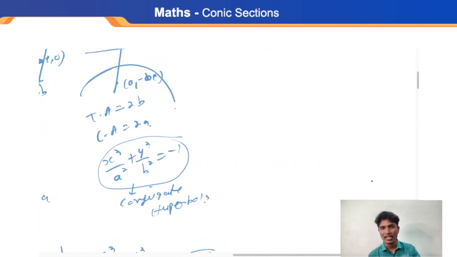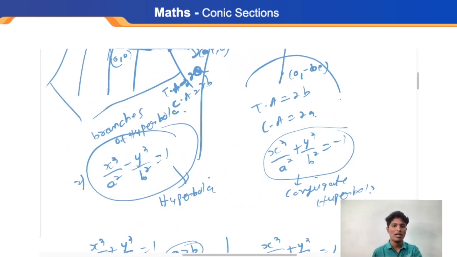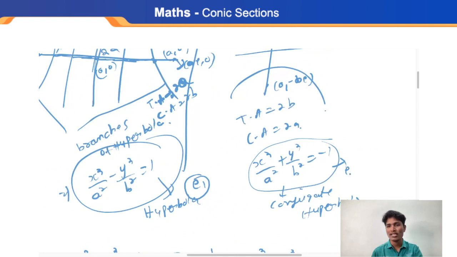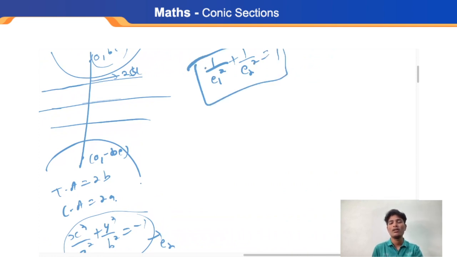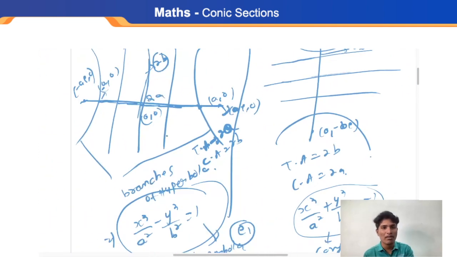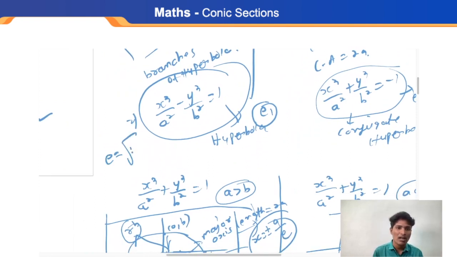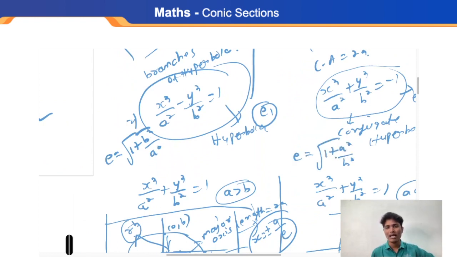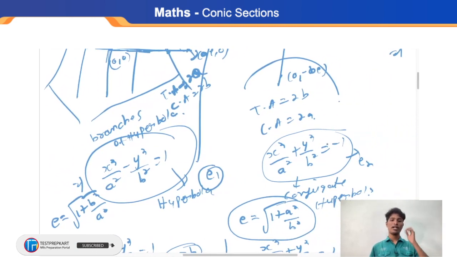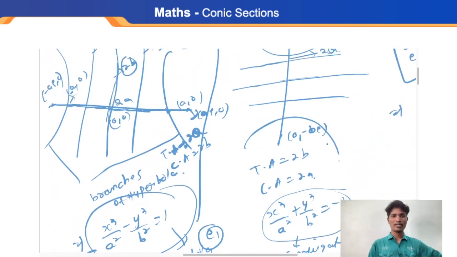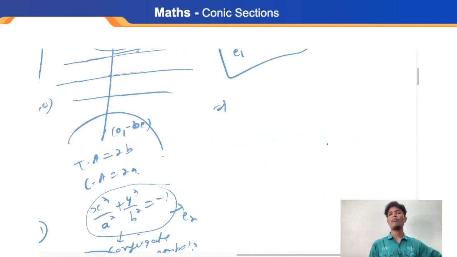And one important relation is the eccentricity of these hyperbolas. Suppose the hyperbola eccentricity is E1 and this conjugate hyperbola eccentricity is E2. What is the relation? The relation is 1 by E1 square plus 1 by E2 square is equal to 1. How to calculate the eccentricity of the first hyperbola? It is E is equal to root of 1 plus b square by a square. This is the relation for the first hyperbola. But here the relation is 1 plus a square by b square. This is the second hyperbola, the conjugate hyperbola's E relation. I think I have explained everything about the basics of hyperbola.